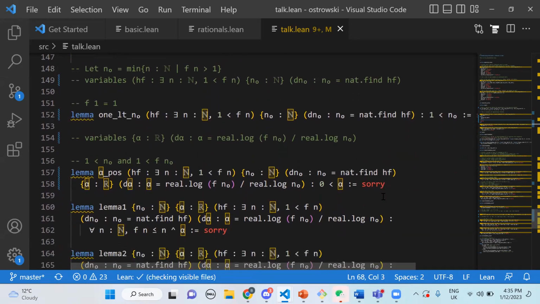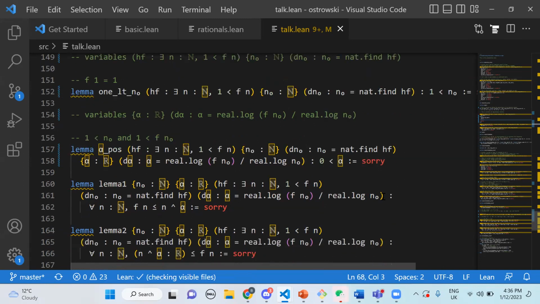Now we think about what we did for the non-Archimedean case, and this should be very similar. We define alpha to be log of the norm of a naught over log of a naught, and you can prove this is larger than 0 just by thinking about a naught being larger than 1, and also f of a naught being larger than 1. So by the properties of log, this is larger than 0.